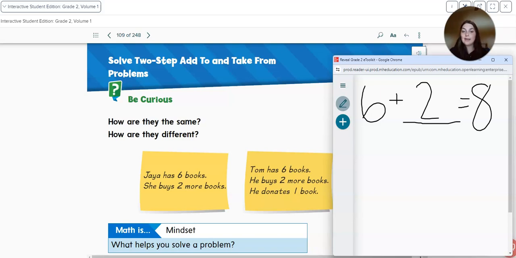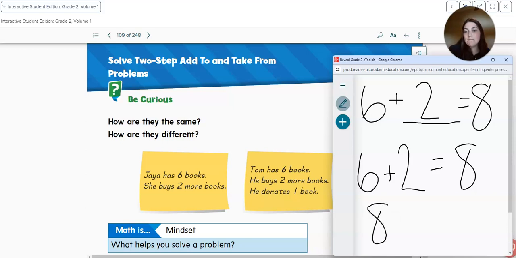All right, now we're going to look at Tom. So Tom has 6 books. He buys 2 more books. So we're adding 2 books. All right, so before we continue, let's solve this one. So we already know that 6 plus 2 equals 8. So here he has 8 books. But now Tom is donating 1 book. So if he is donating a book, he is getting rid of it, right? So we are taking that book away from how many books he has. So then we're going to say 8 minus, remember that's take away, 1 book equals 7. So Tom has 7 books.